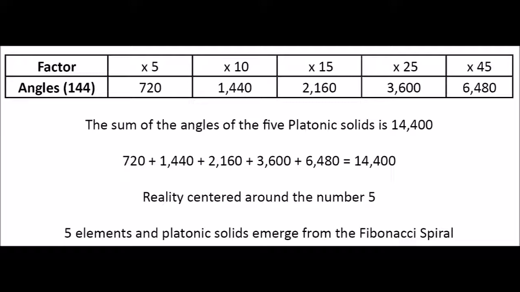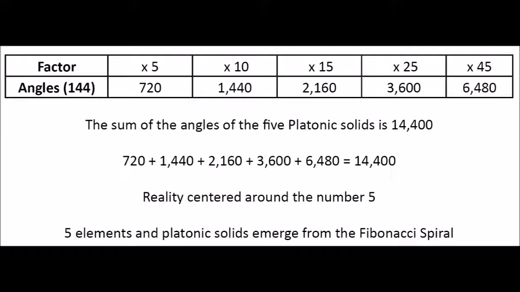The sum of the angles of the 5 platonic solids is 14,400. Again, the number 144 appears. So the reality is centered around the number 5, and the 5 elements associated to each platonic solid emerge from the Fibonacci spiral.